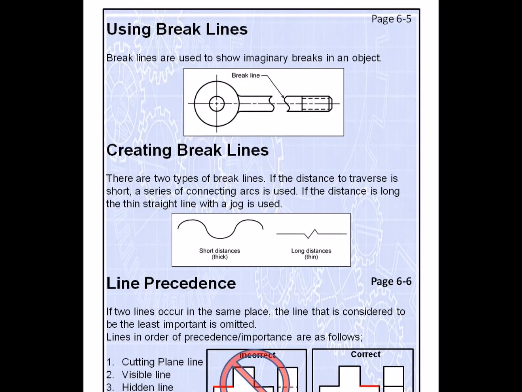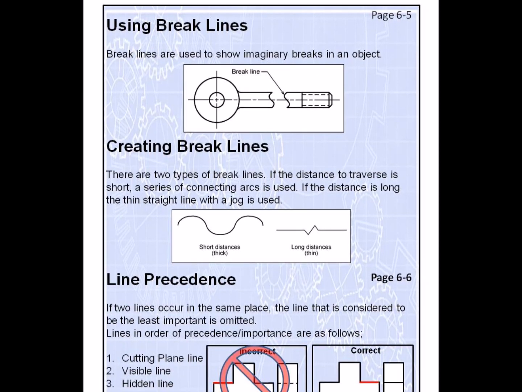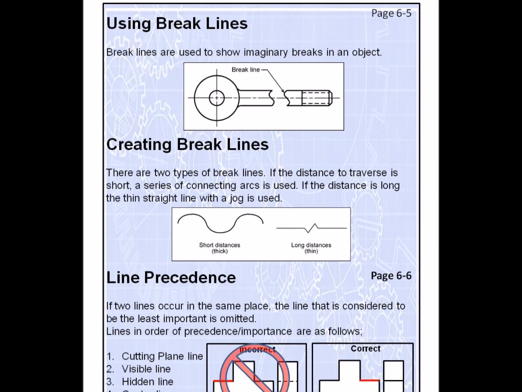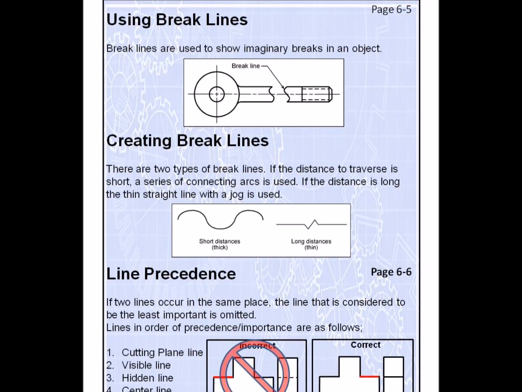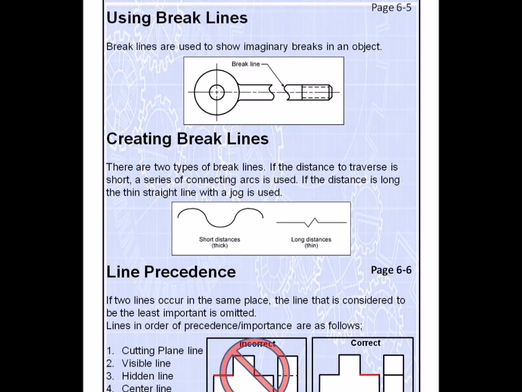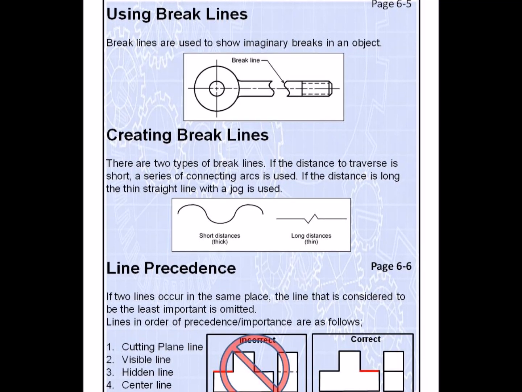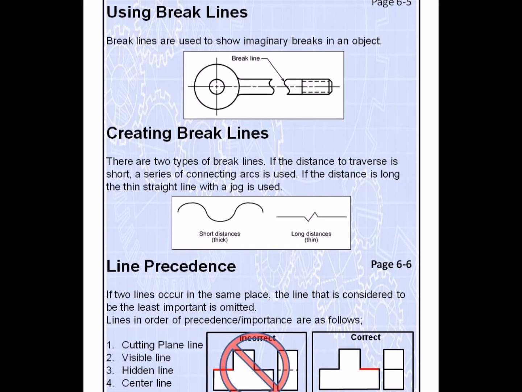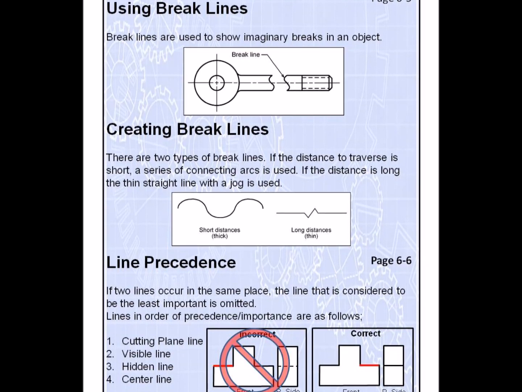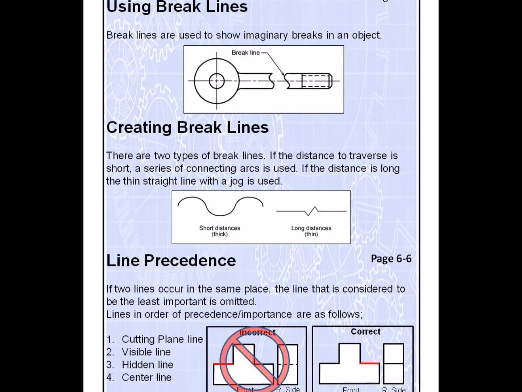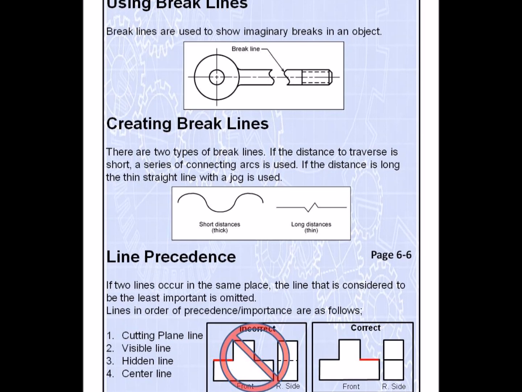Break lines are used to show an imaginary break in an object. Suppose that you want to draw a broom handle. The only interesting features of a broom handle are its ends. One end is rounded, and the other end has threads. Nothing very interesting is going on in between. So we break the broom handle and only draw the ends, and a little bit of the shaft. A person viewing your drawing will understand that the missing part of the handle is exactly the same as the portion that is shown.